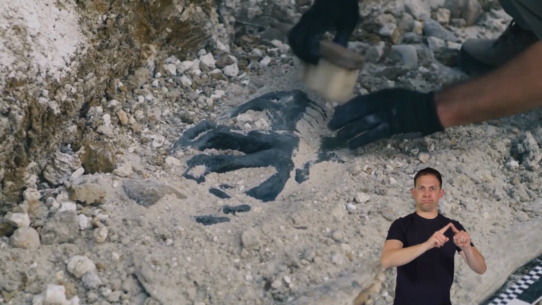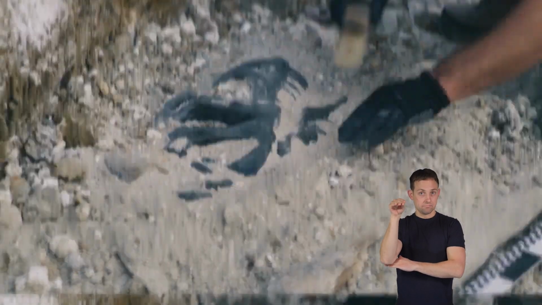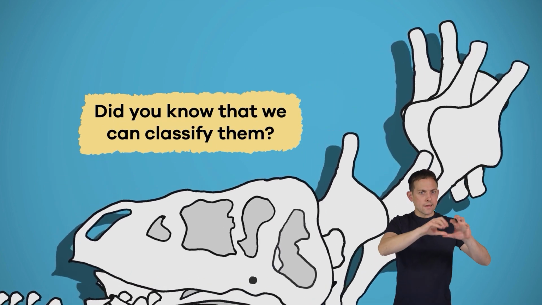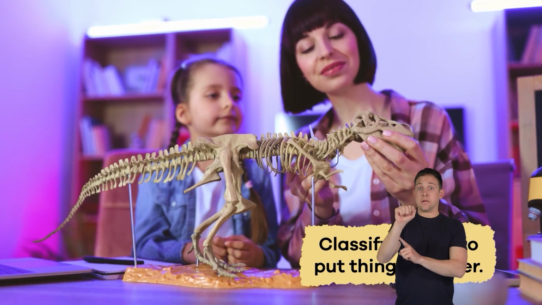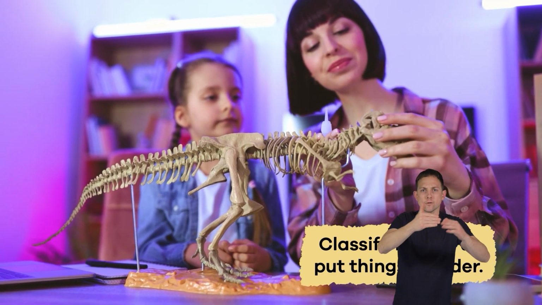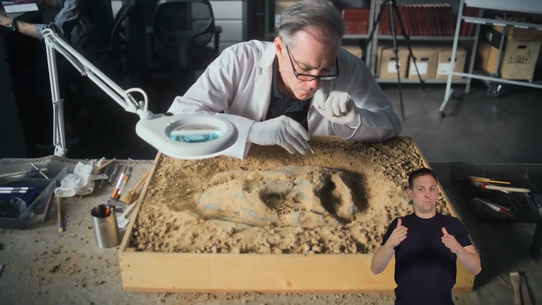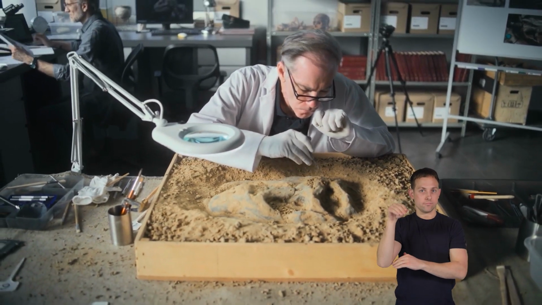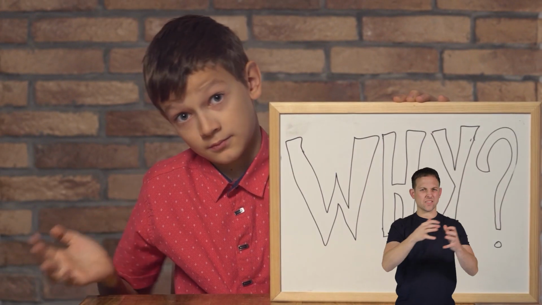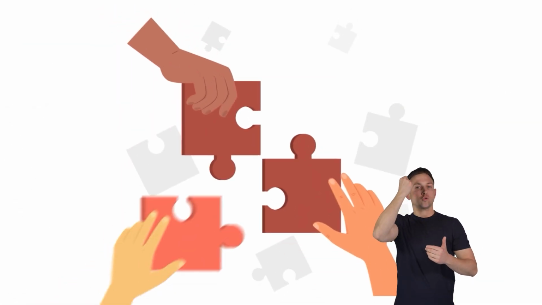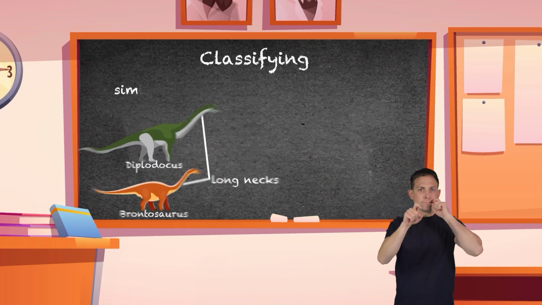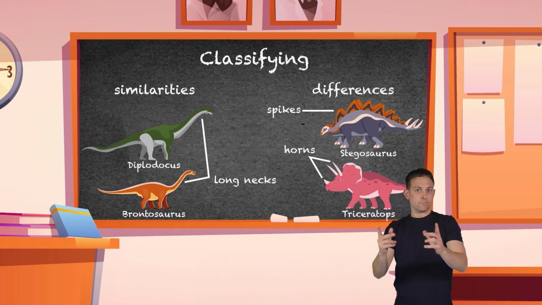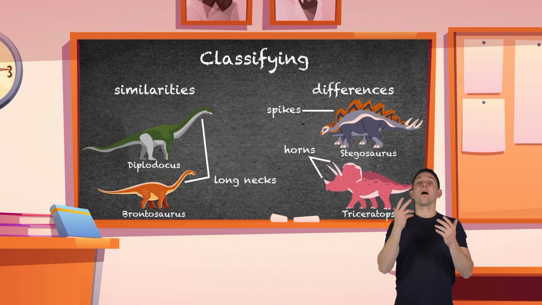There are lots of different kinds of dinosaurs. Did you know that we can classify them? Just so you know, the word classify means to put things in order, which is exactly what scientists have done with dinos. Why do we classify things? We do it to understand how they are connected. Classifying helps us spot similarities and differences more easily, and we can find what we need faster.